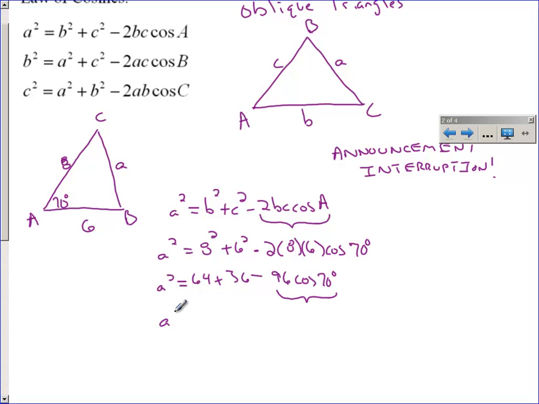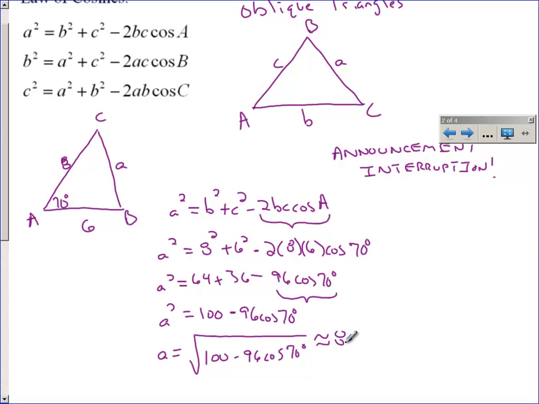And so we'll keep going with this. A squared equals, we can add the 64 plus 36 together because they're not attached to any multiplication statements. And so I get 100 minus 96 times the cosine of 70 degrees. And I'm going to solve this for A by taking the square root of all of that on my calculator. And this worked out to be about 8.2.